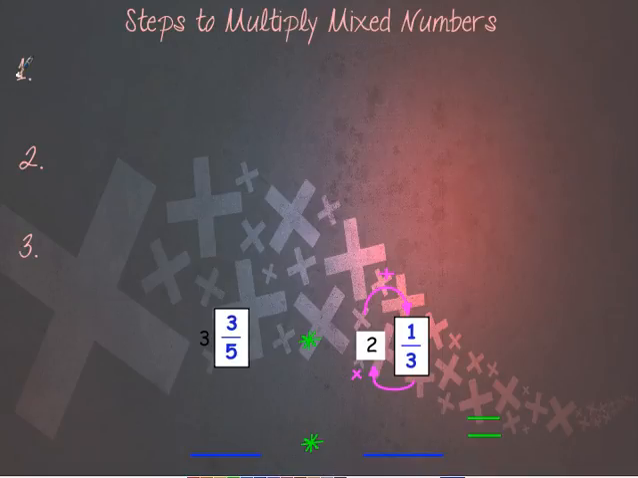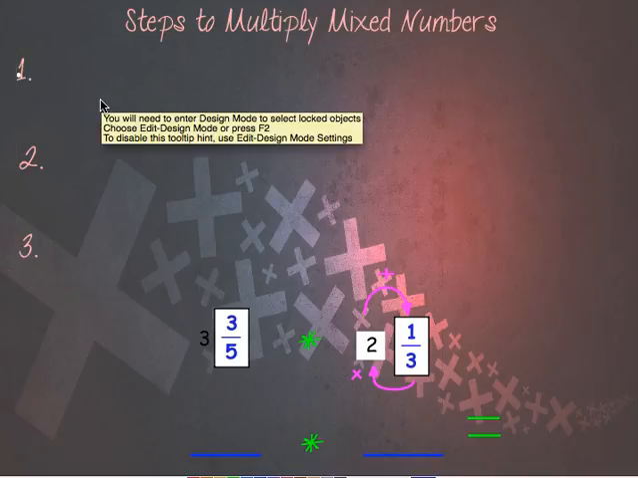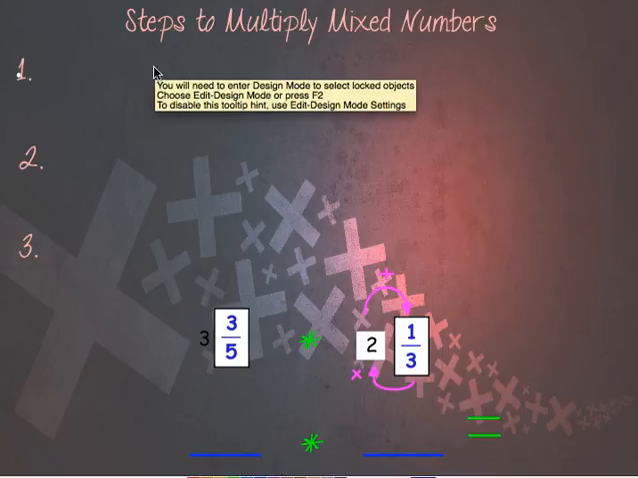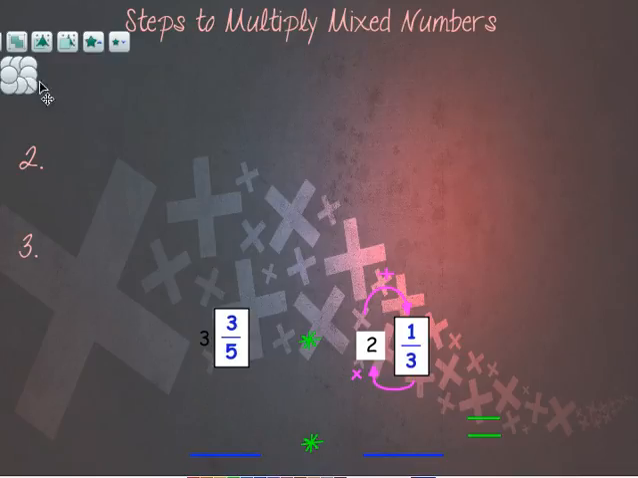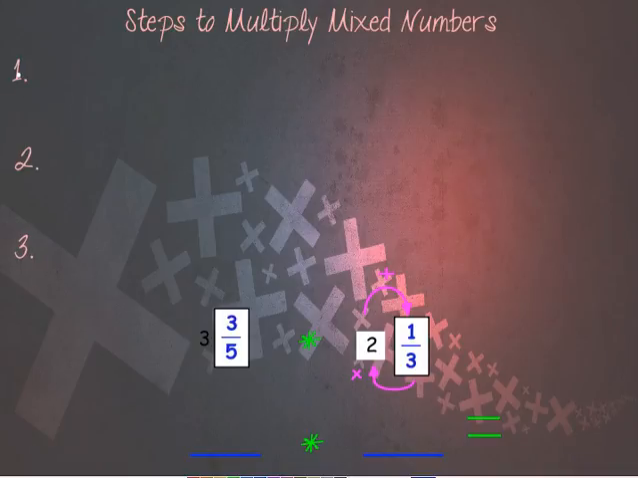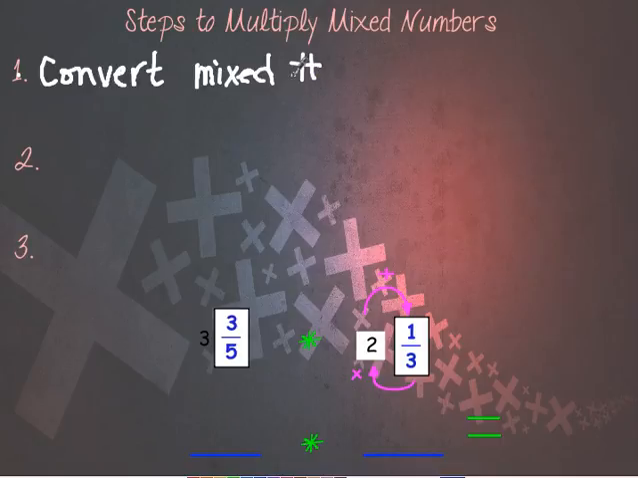So the first thing that you need to do when you're multiplying with mixed numbers, okay, is you actually need to, oh, why can't I pop this up? There we go. So you actually need to change your mixed numbers into improper fractions. So convert mixed numbers to improper fractions.